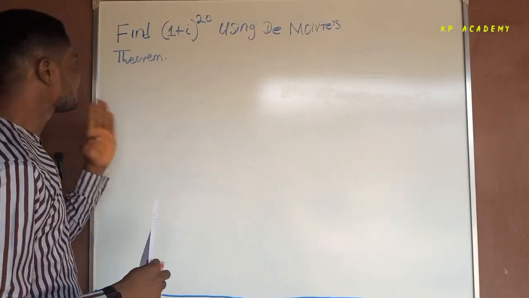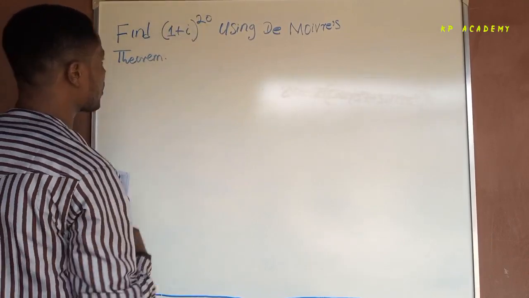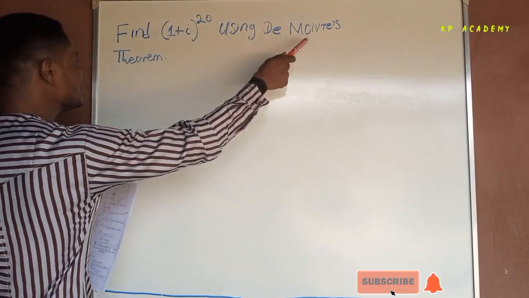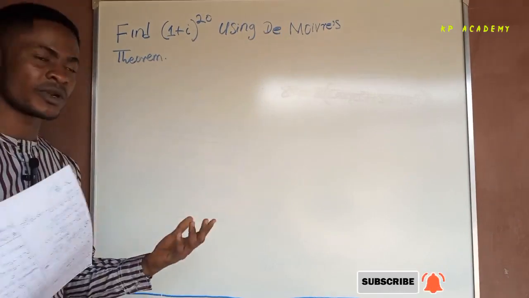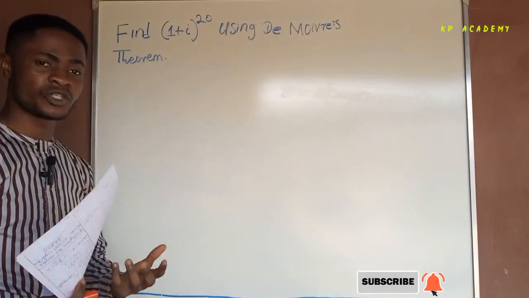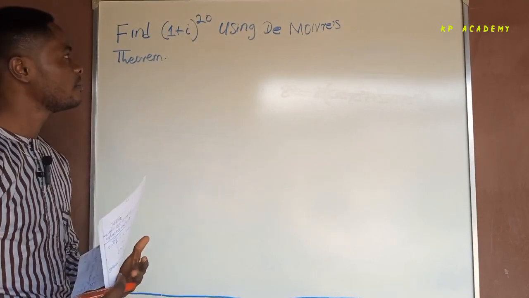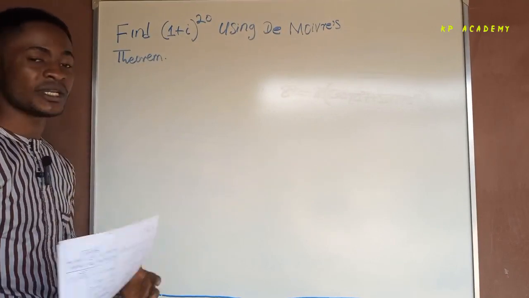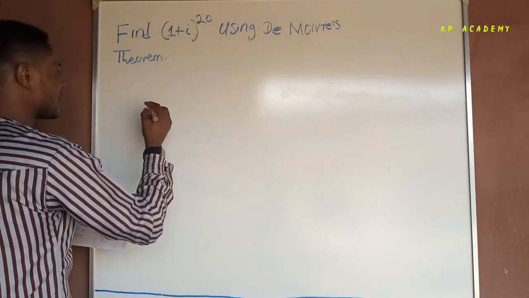This question says, find (1 + i)^20 using De Moivre's theorem. This question is under De Moivre's theorem. First, what is De Moivre's theorem? De Moivre's theorem is a theorem in complex numbers that is used in expanding complex numbers.